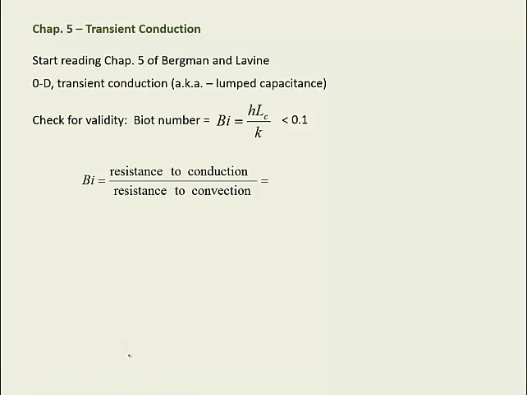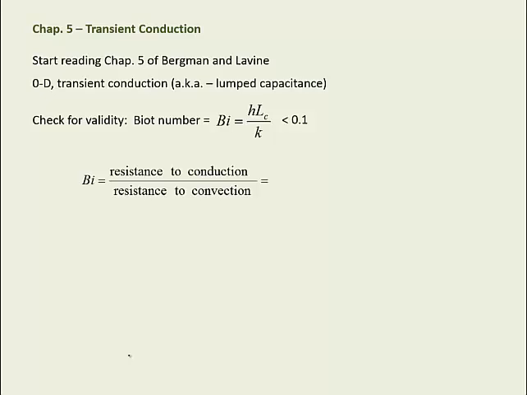We're starting chapter 5 in the textbook, which is transient conduction. And so if you want to start doing some reading, chapter 5 is the place. The first type of problem that we work in this chapter is zero dimension transient conduction.